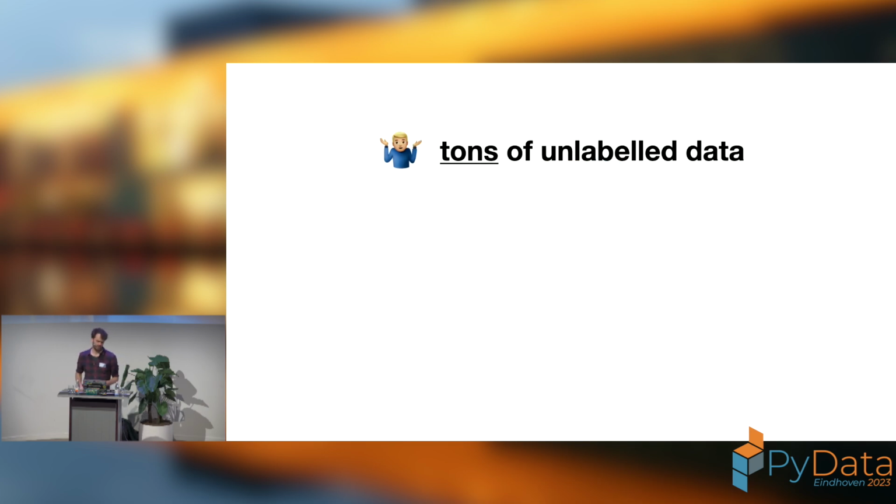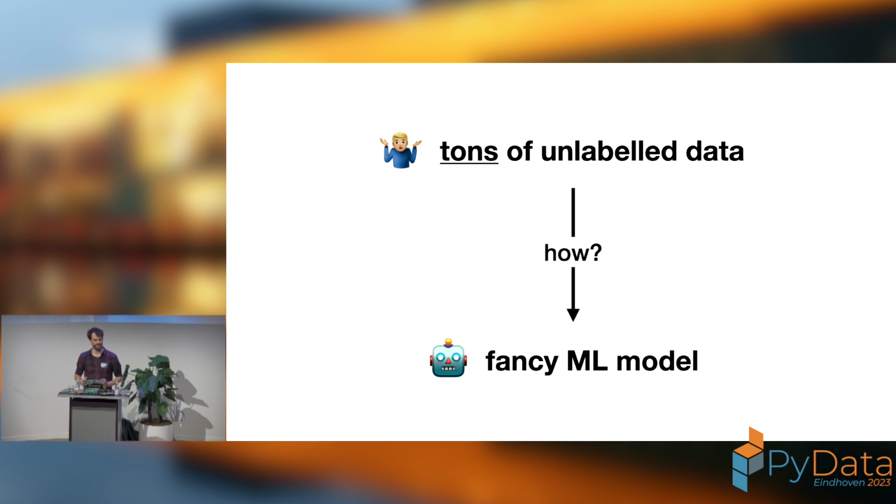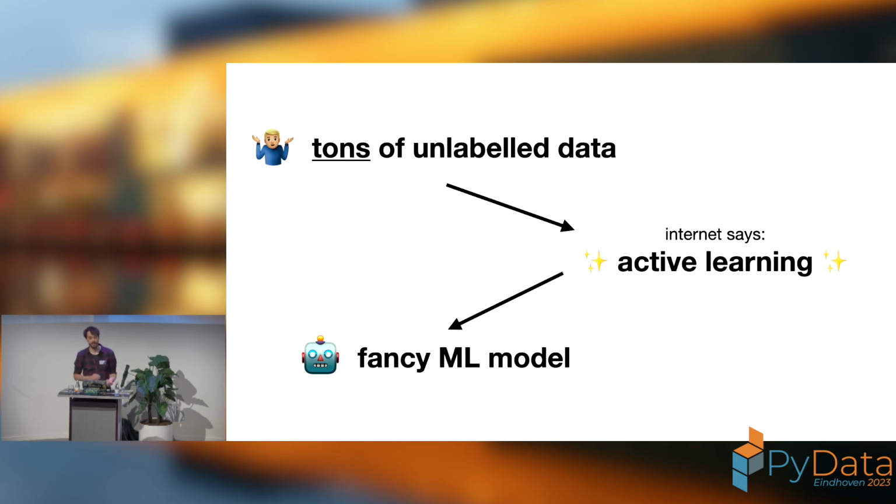Basically, the premise of the problem that most of our users face is that you have this big bucket of unlabeled data, and at some point you want to get this fancy machine learning model, and by golly, it'd be great if we had some sort of trick to get there. And when you go online and ask the internet what you should do, the internet says active learning. It's in all the textbooks even nowadays, so active learning is probably the thing you've got to do.